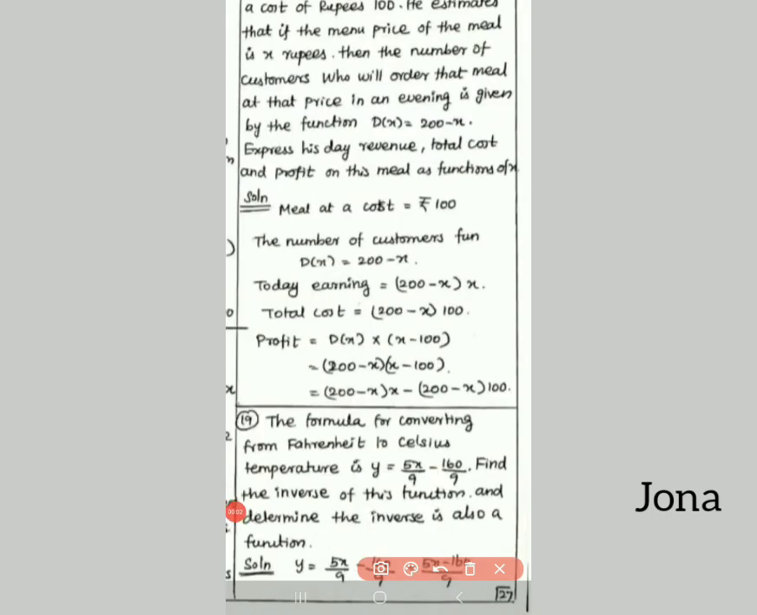19th sum. The formula for converting from Fahrenheit to Celsius temperature is y equal to 5x by 9 minus 160 by 9. Find the inverse of this function and determine whether the inverse is also a function. So here y is given. We want to find the inverse of this, that is the first question, and the second one is to show that the inverse is also a function.